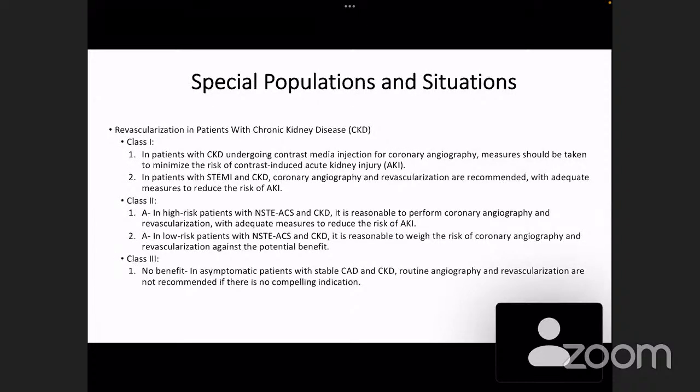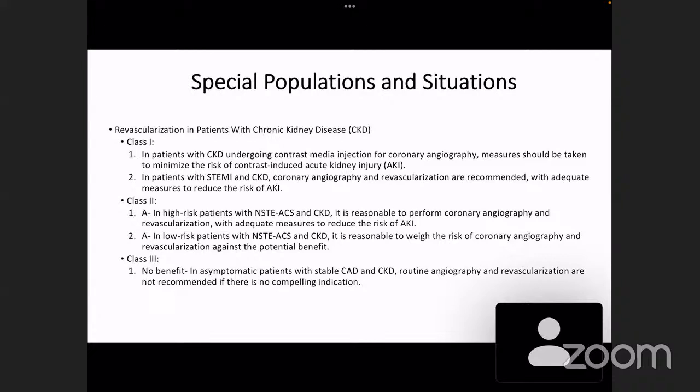Revascularization in patients with chronic kidney disease, class 1 indication in patients with CKD undergoing contrast media injection for coronary angiograph. Measures should be taken to minimize the risk for contrast-induced nephropathy. In patients with STEMI and CKD, coronary angiograph and revascularization are recommended with adequate measures to reduce the risk of AKI. Class 2 indication in high-risk patients with non-ST elevation acute coronary syndrome and CKD, it is reasonable to perform coronary angiograph and revascularization with adequate measures to reduce the risk of AKI.